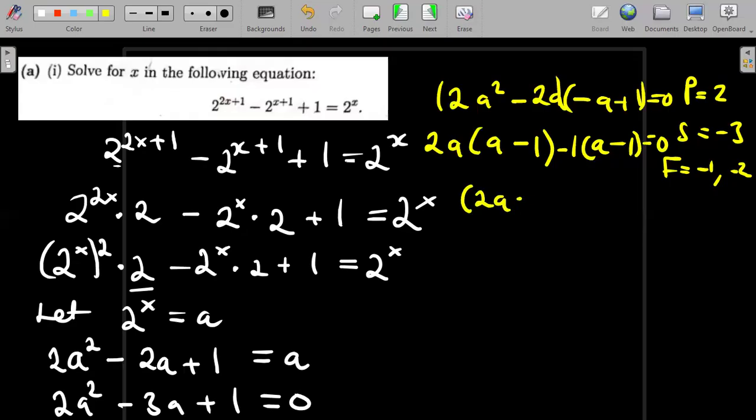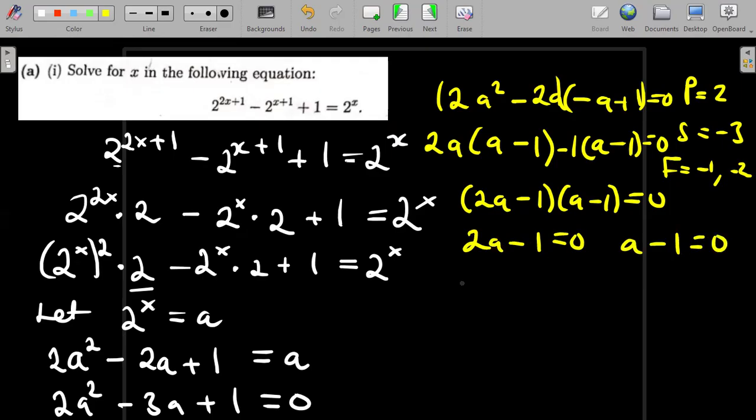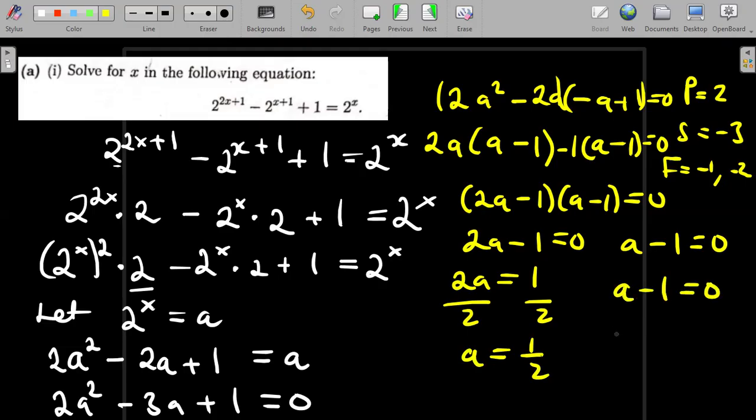So from there, I can find the values. So that would be 2a minus 1, and I'll have a minus 1. So I factored it out, and I can equate this to 0. So I have 2a minus 1 equal to 0. Then I'll have a minus 1 is equal to 0. Then this will be 2a is equal to 1. So I can divide by 2 both sides, and I'll have a is equal to half. Then I have the other side, a minus 1 is equal to 0, and this will just be a is equal to 1. So these are the values of a.